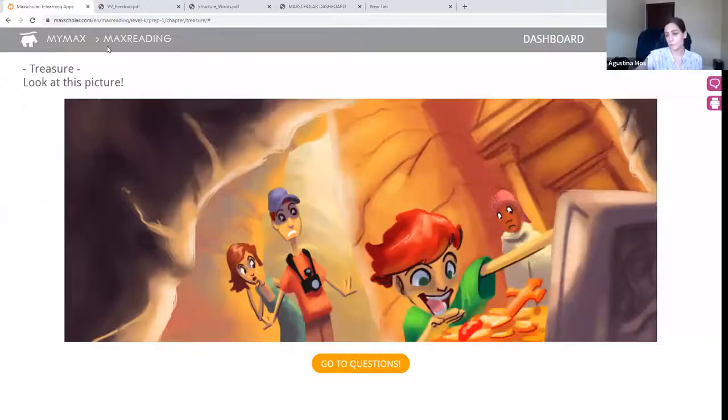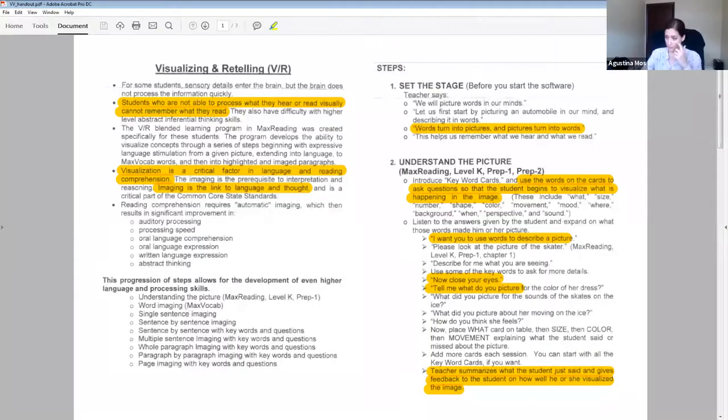So at that point is where they would move on to the questions. The students, once they do that exercise, that's when they move on to the questions, and they have multiple choice type of questions, the usual. But that was just a quick example. Let's go back to the file that I was reading over.